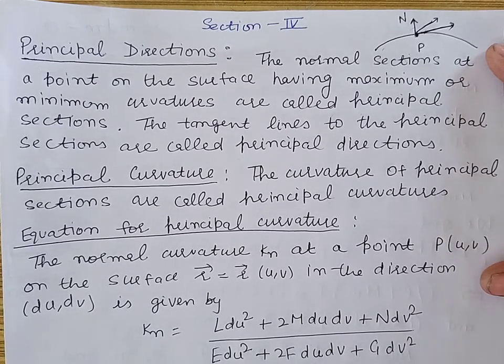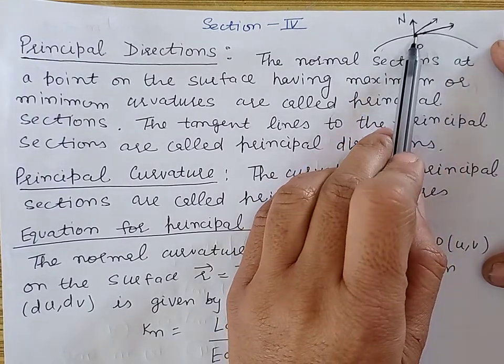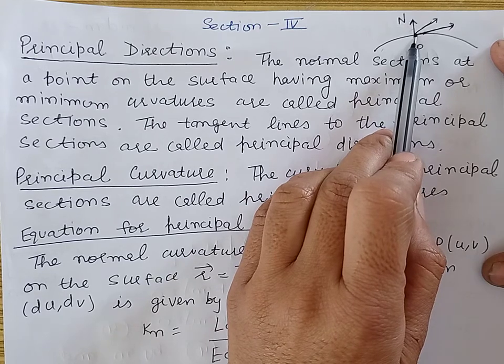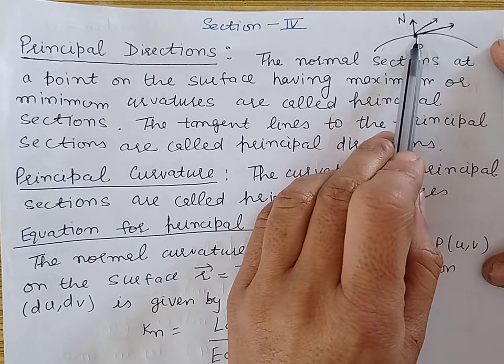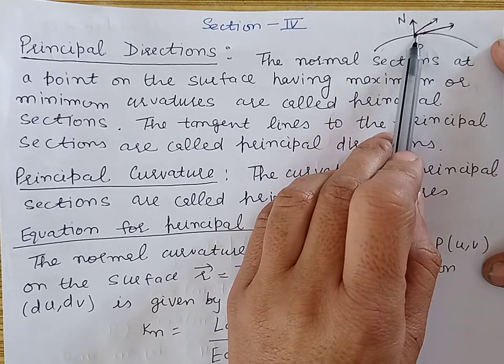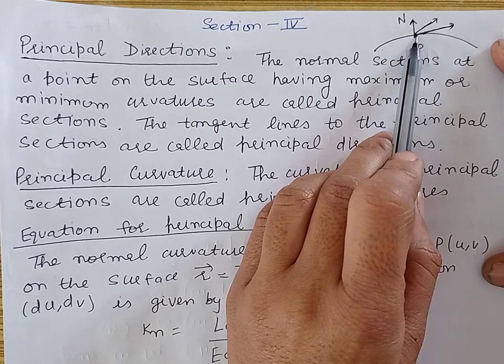Our first topic is principal directions, principal curvatures, and the equation for principal curvatures. Firstly, let us define what principal directions are. Suppose we are given a surface and a point P on the surface. Then there can be infinitely many normal sections at this point of the surface, and every normal section at this point will have a curvature which is called normal curvature.